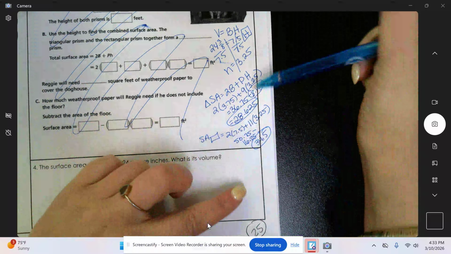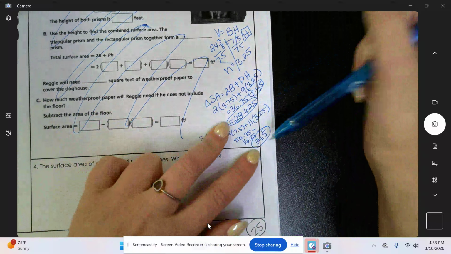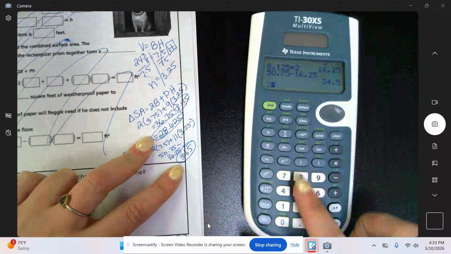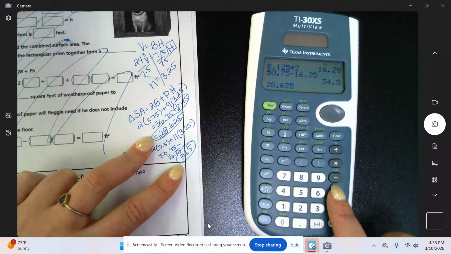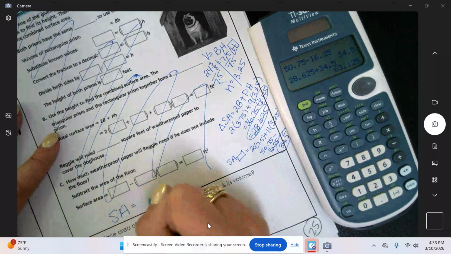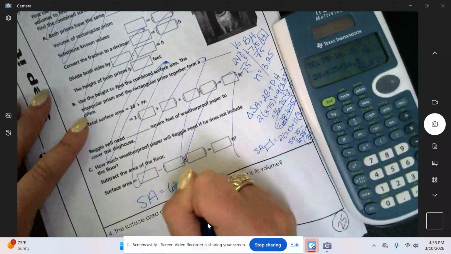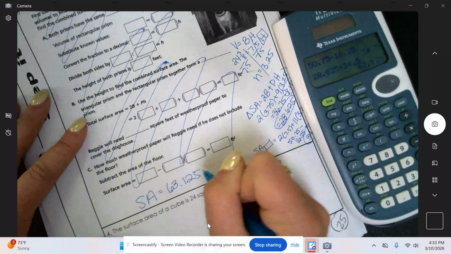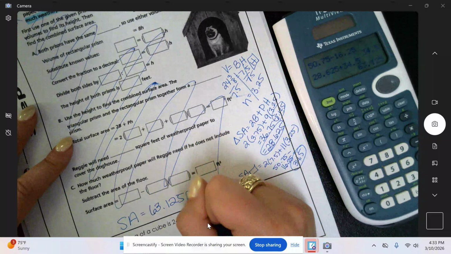So now we can take the triangle plus the rectangle. So 28.625 plus 34.5. And I have a whopping surface area of 63.125 feet squared.